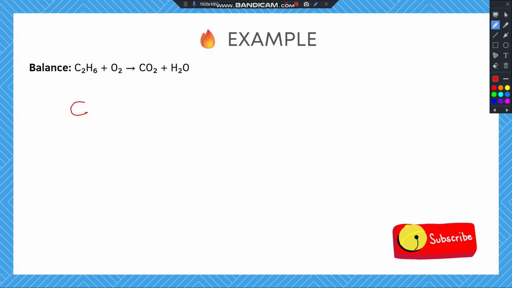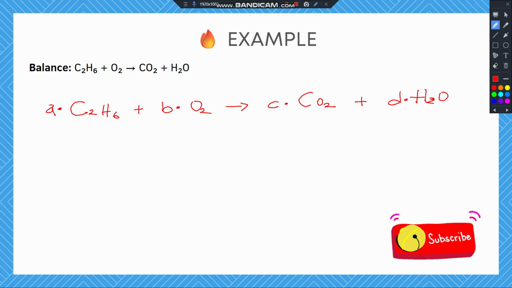We have ethane, C₂H₆. So let's assign a coefficient A. We can assign any letter, but for the sake of being simple, we're assigning the letters A, B, C, and D. So we have letter A in front of ethane, plus the letter B in front of oxygen O₂, and then the letter C in front of carbon dioxide CO₂, plus the letter D in front of H₂O. I'm sure you saw how all these letters were assigned. That's the first step to solving and balancing a chemical equation using the algebraic method.